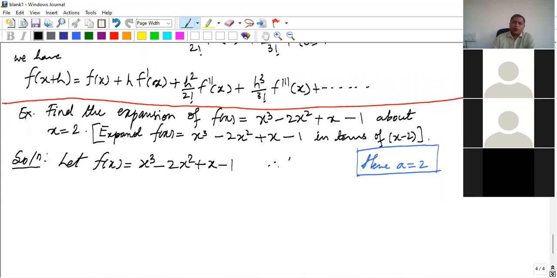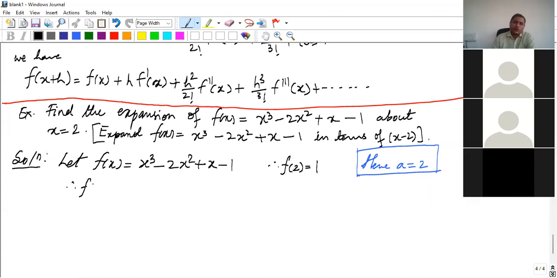Hence what we have to do is find the value of the function at 2. So tell me, calculate this value. What will we be having? 2 cube minus 2 cube is going to be 0. Then 2 minus 1 is going to be 1. So you are getting 1, right? Very good. So it is easy.